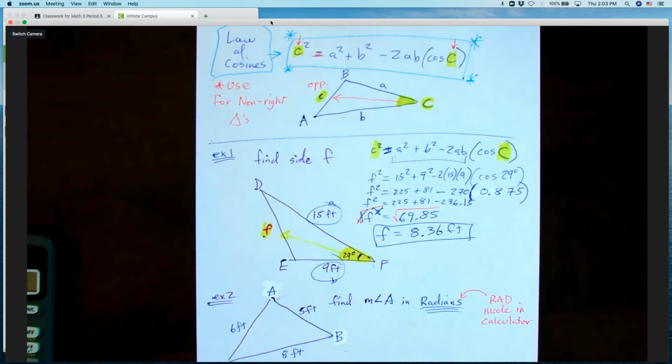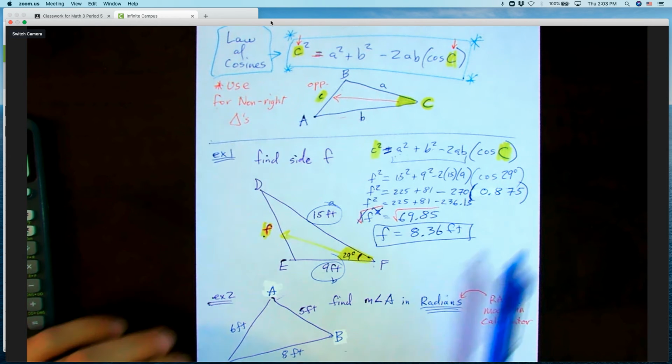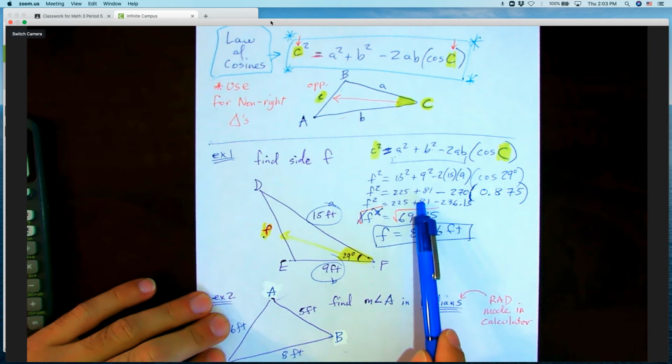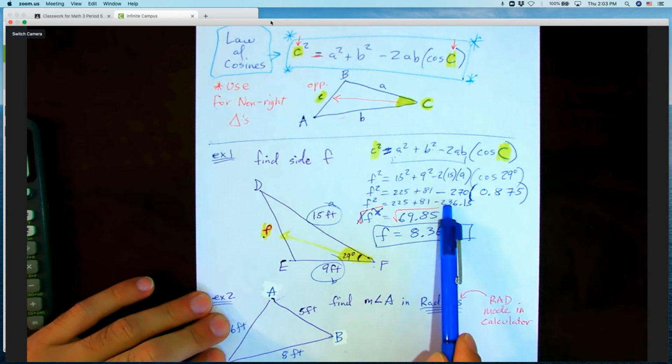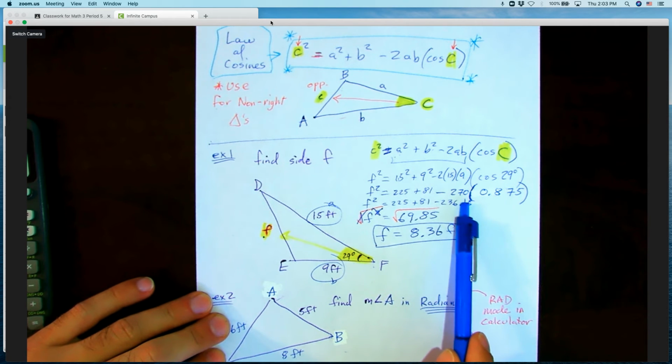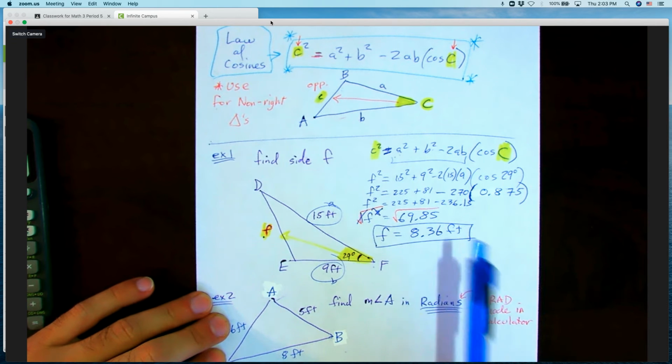If something's off by like a tenth, what did you get for your final answer for f? Can you type it in for me? Okay, all right, no worries. So whatever values you get here, remember you're just adding them together. 225 plus 81 minus the 236.15. You might have had 25 here, depending on how you rounded. You get all the way down here, f squared, square root it, and we got our f.